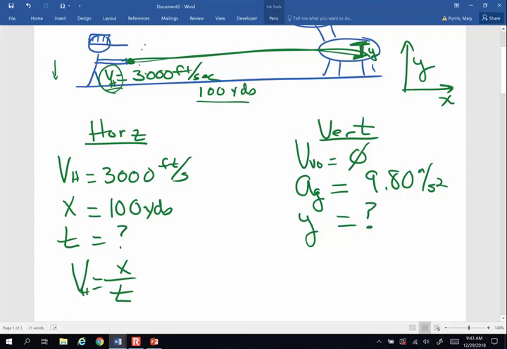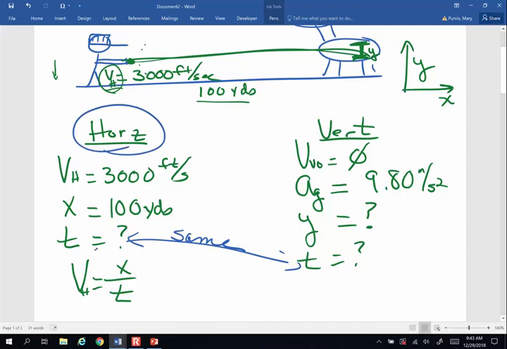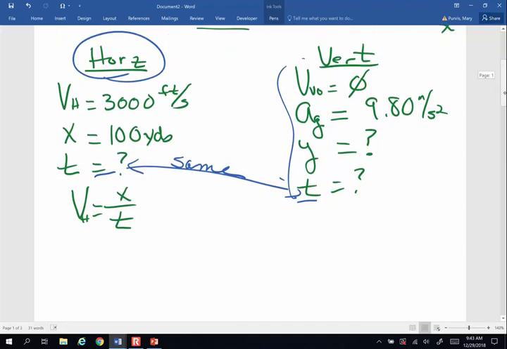So I want to know how far it is going to drop due to gravity after it's traveled that far. I don't know time either, but here's one of the things I do know. I know that when the bullet hits the target, it's going to stop moving. So the time in the air is going to be the same for both sides. This is a two-part problem. I'm going to use the horizontal information to solve for time, then use time with this information to solve for y. So let's go about doing that.